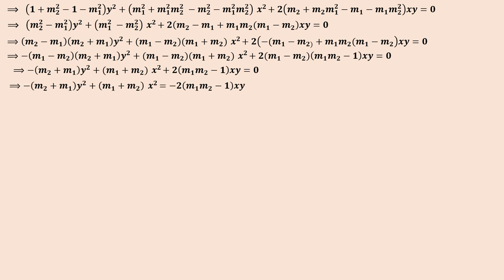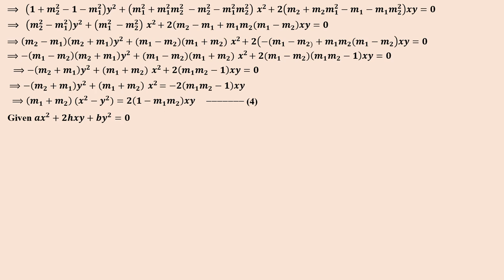So (minus m2 plus m1) y square plus (m1 plus m2) x square is equal to, taking that xy term to the other side, minus 2 into (m1 m2 minus 1) xy. So here m1 plus m2 is common, take it outside, so x square minus y square is equal to 2 into (1 minus m1 m2). We are multiplying with minus, so plus (1 minus m1 m2) into xy. That is equation number 4.